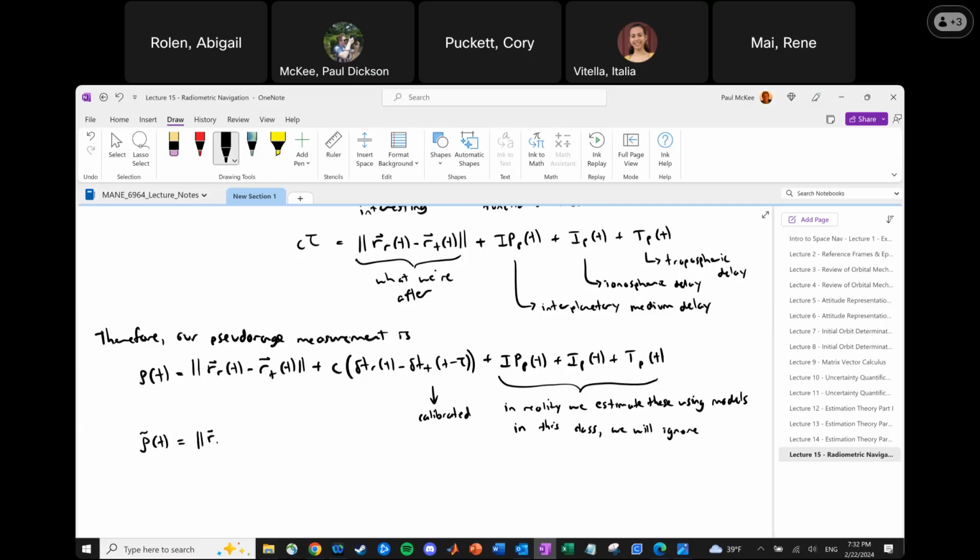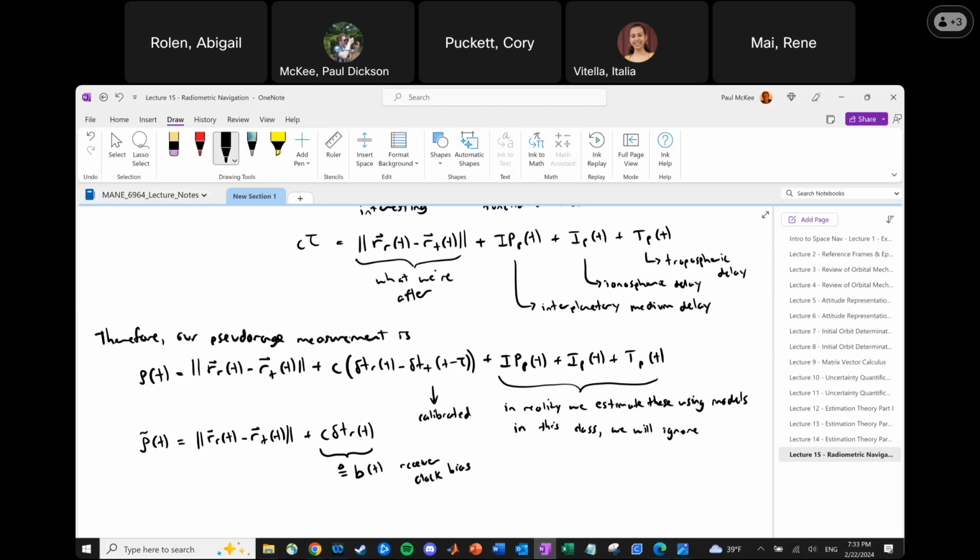We get r of t minus rt of t plus c delta tr of t. Okay. So our pseudo range measurement is the actual range between the transmitter and the receiver, the part that we're really interested in, plus this other term, which we are going to define as the letter b of t for receiver clock bias.